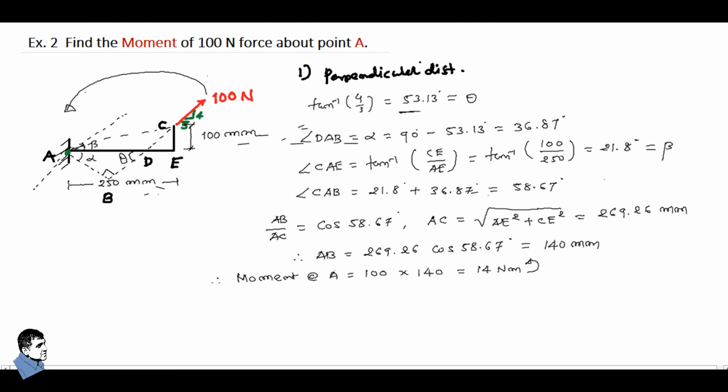So this is the first methodology to solve that example. Now if we see the second method, the second method is by components.